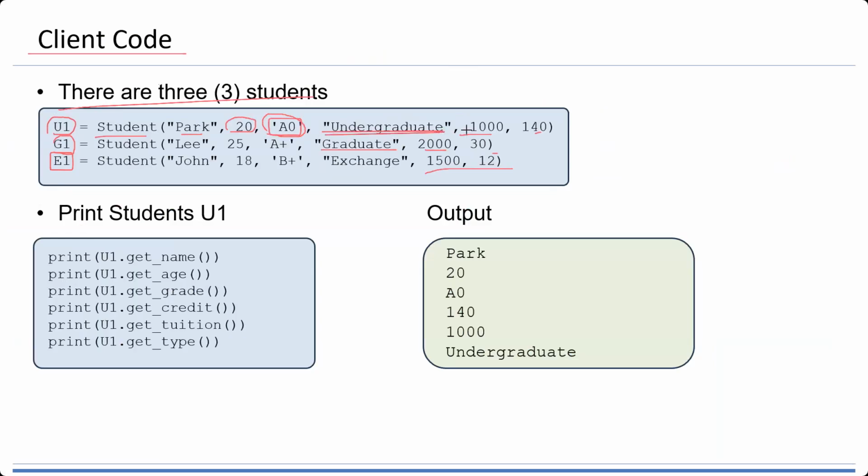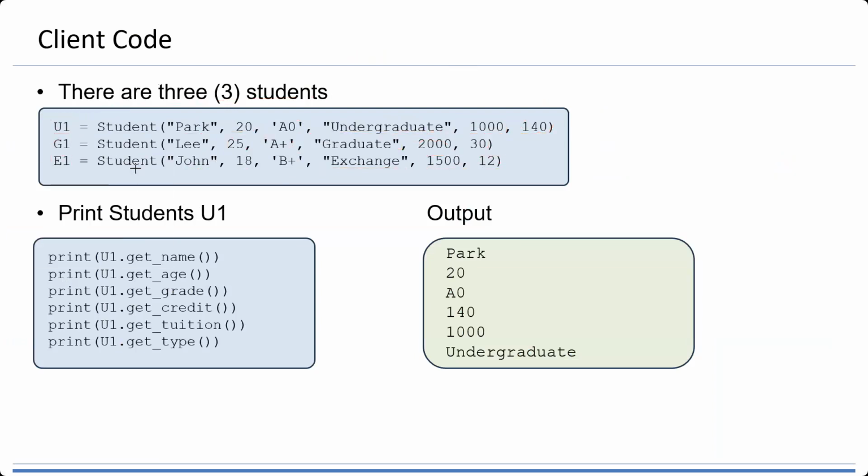This is the tuition, and this is the number of credits that he needs to take. And this is the graduate student, Lee, the age and the grade. And then this is the student type. He is a graduate student. This is the tuition fee, and then this is the credit. And E1 is an exchange student. And then we have the information about name, John, age, and the grade, along with the tuition and credit.